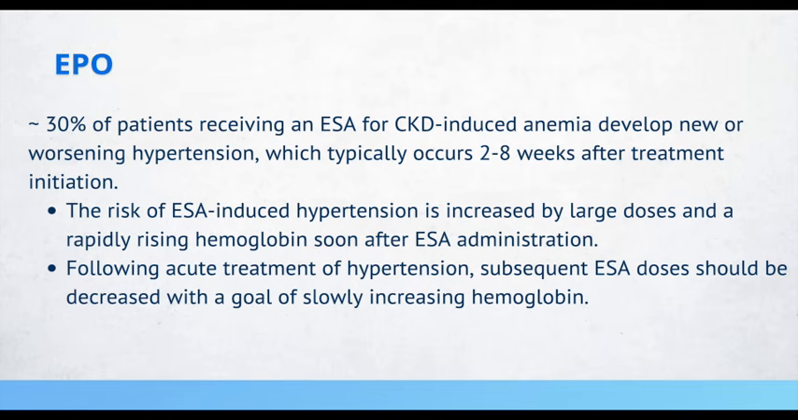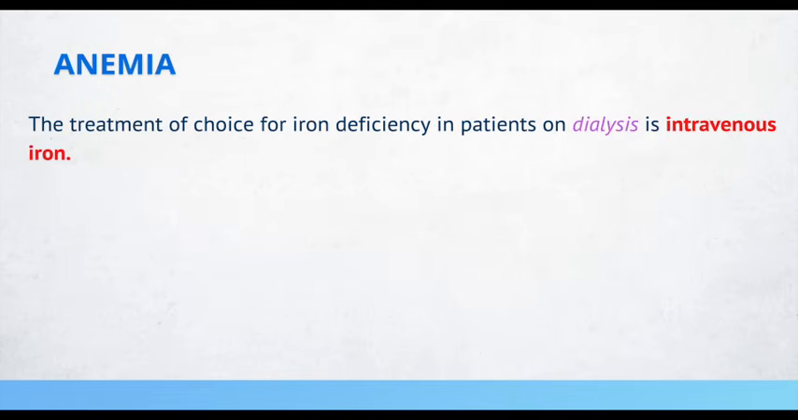So you don't want to just go back to the dose that they were on where the hypertension was seen. Another high yield fact is that the treatment of choice for iron deficiency in patients on dialysis is IV iron.